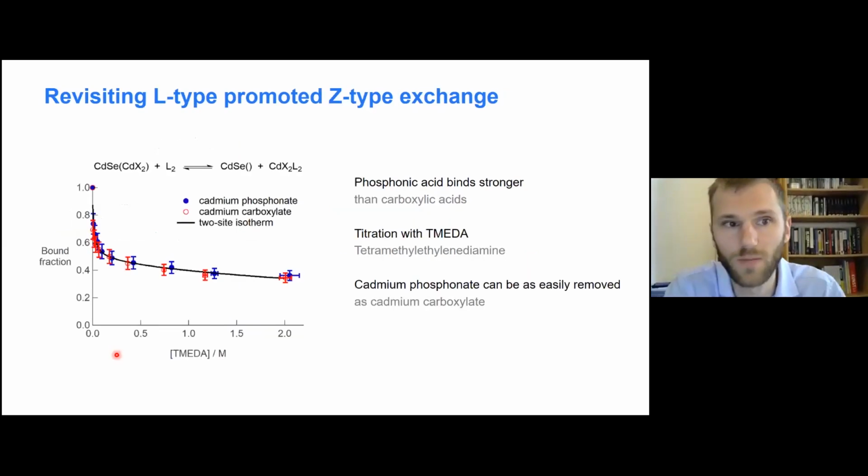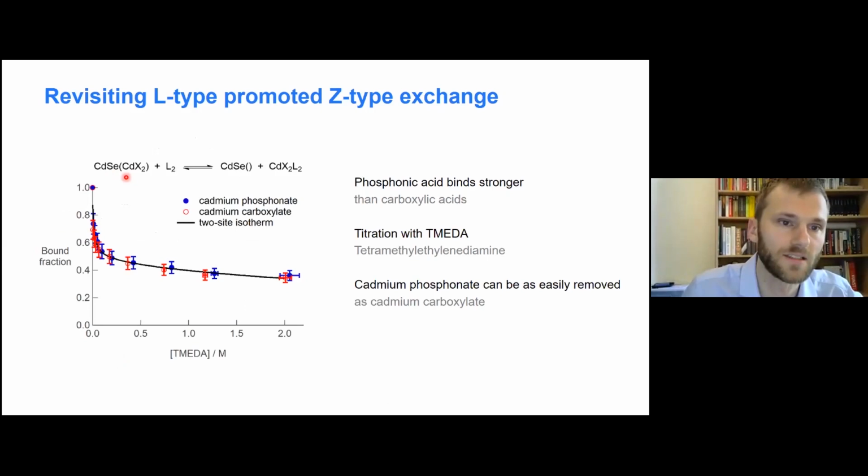And let's return now back to this Z-type displacement. Here we displace again this cadmium carboxylate or cadmium phosphonate with TMEDA, tetramethyl ethylene diamine. And to my very surprise, this gave exactly the same isotherm. We know phosphonic acids bind stronger than carboxylic acids. We might also expect that cadmium phosphonate binds in a different way than cadmium oleate. But still you get exactly the same isotherm, which, if you think about this, is actually logical.